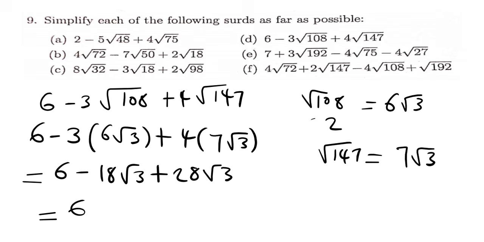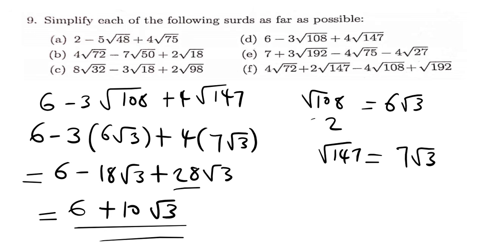Now I'm just supposed to do negative 18 plus 28. What is it going to give us? 8 minus 8 is 0, then 2 minus 1 is 1, so 10. In this case we're going to have plus 10 square root of 3. Why plus? Because 28 is bigger than 18 there. So basically this is our final answer for that.